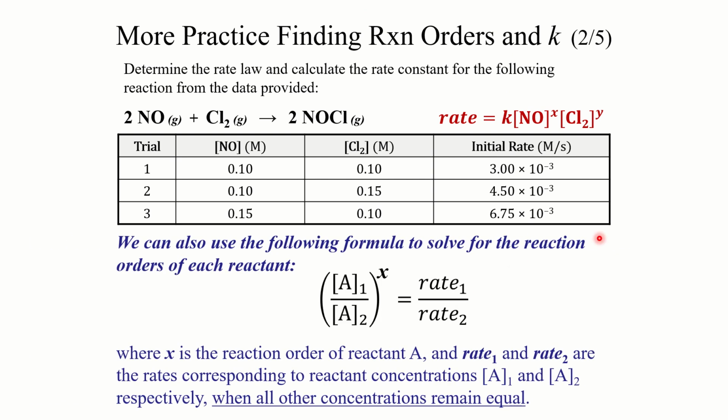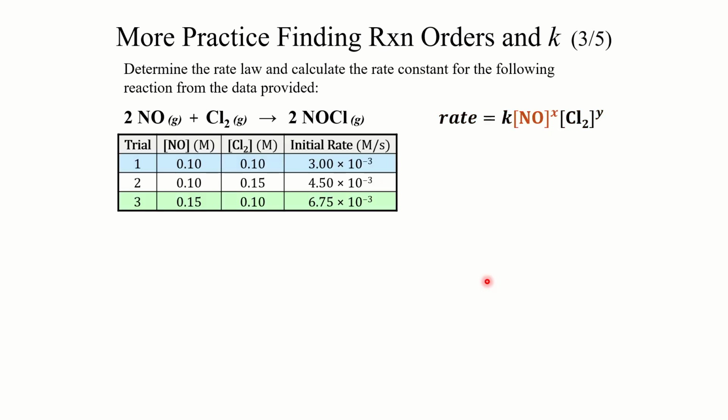So we can use the following formula to solve for the reaction orders of each reactant, where we say that A1 over A2 to the X power equals rate 1 over rate 2. So basically what you're doing here is you're going to take two trials and you're just going to divide the two trials by one another. So let me show you what the actual math looks like here.